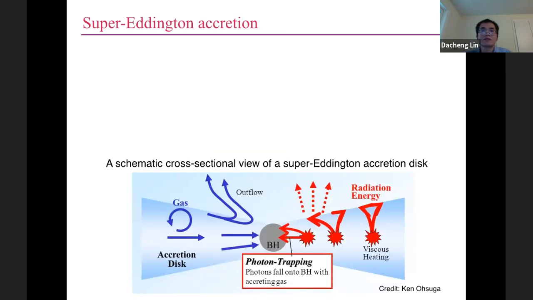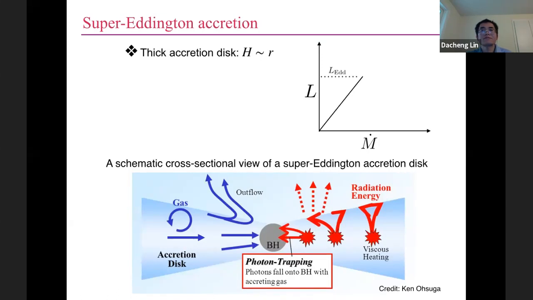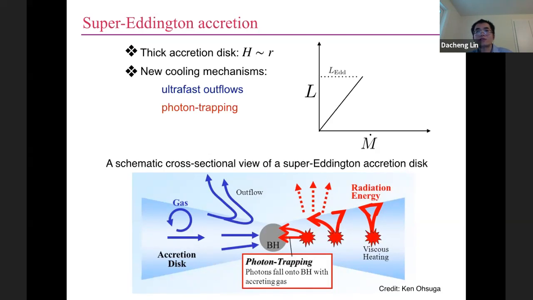First, let's see what happens when the accreting black hole is in the super-Eddington accretion regime. When the mass accretion rate increases to the level that the luminosity reaches the Eddington limit, the inner disk becomes thick due to high radiation pressure. At this point, new cooling mechanisms appear, like outflows and photon trapping effects. Outflow effectively reduces the mass accretion rate in the inner region, and photon trapping occurs when photons are carried together into the black hole with the inflow material instead of being radiated away. As a result, when we continue to increase the mass accretion rate, the luminosity remains more or less at the Eddington limit. Then the system is in the super-Eddington accretion regime.